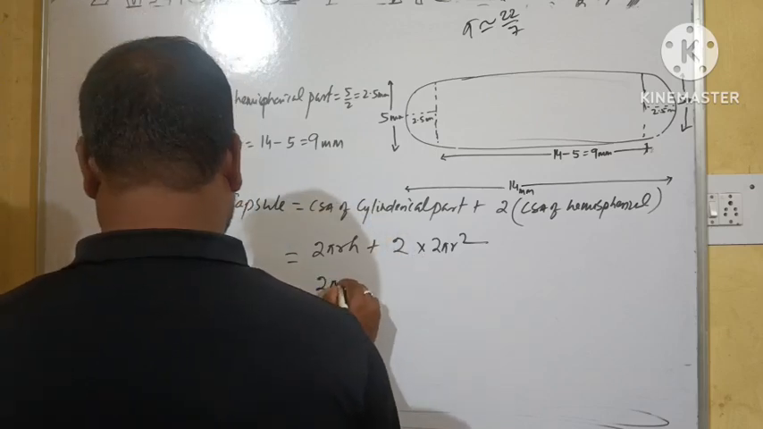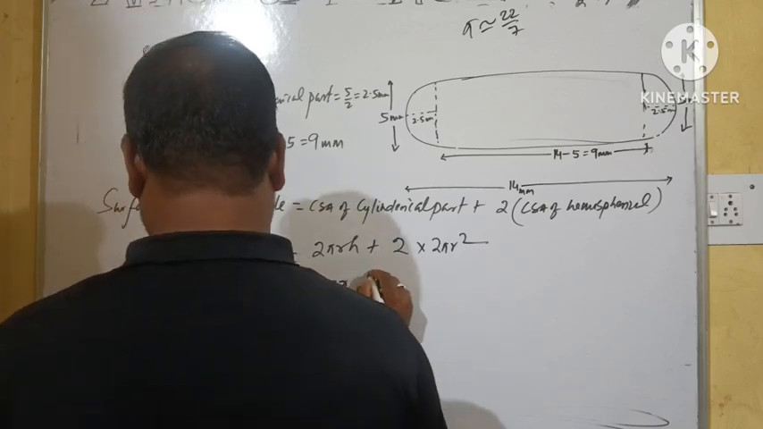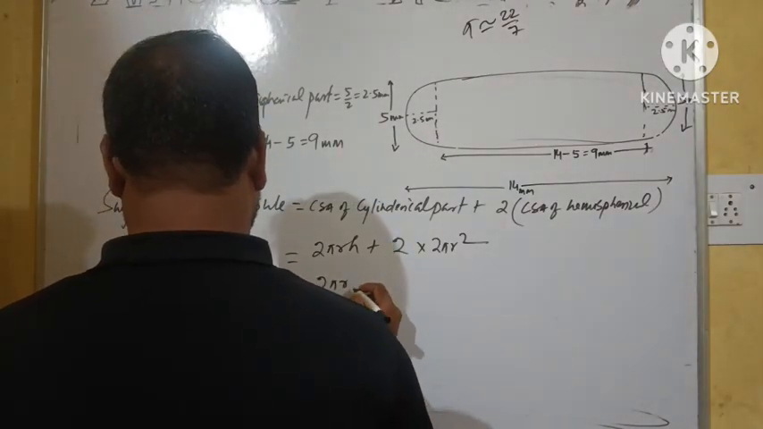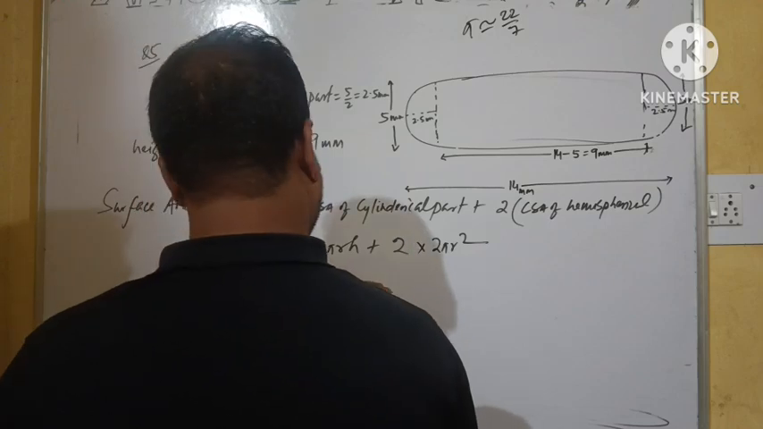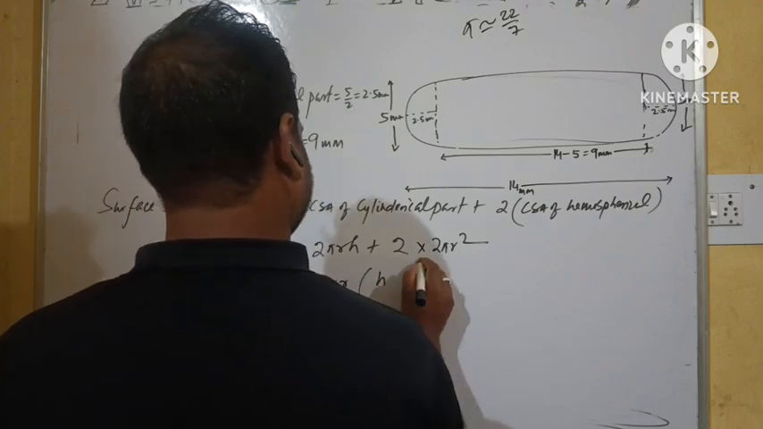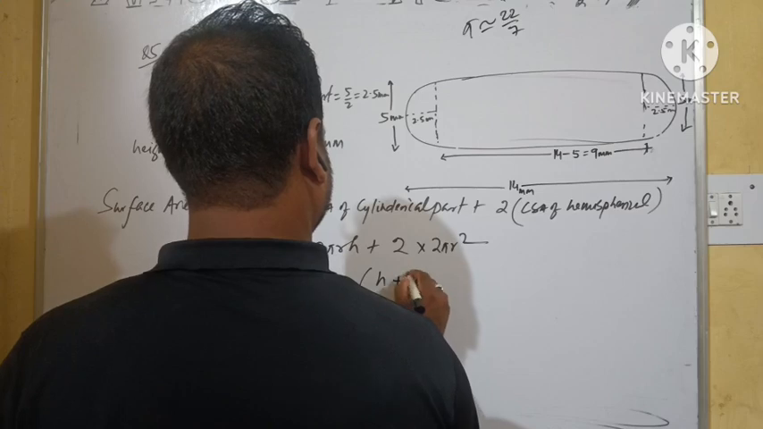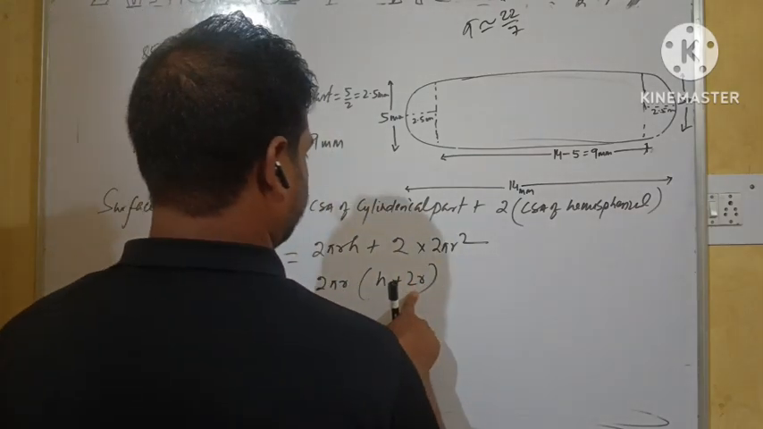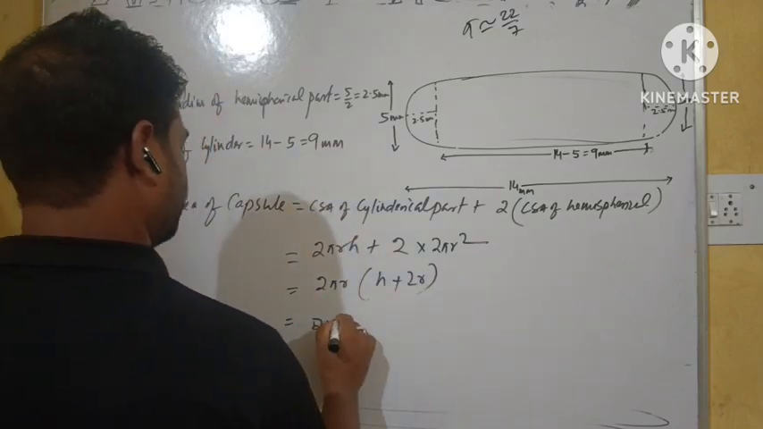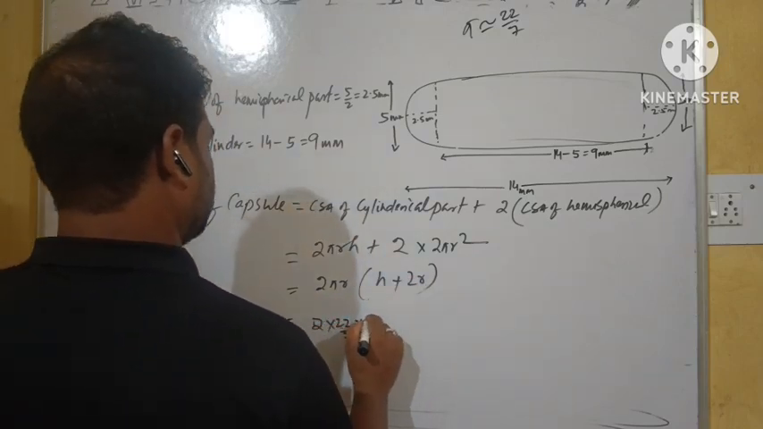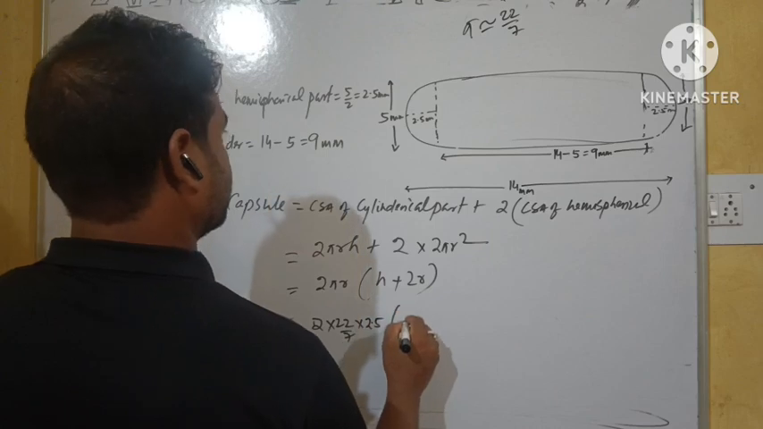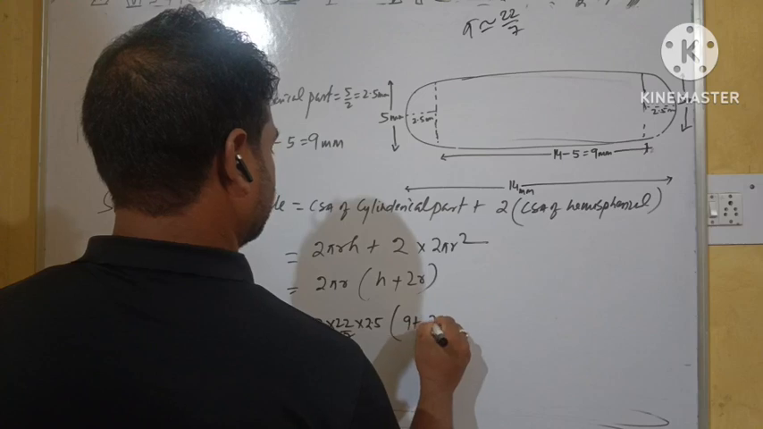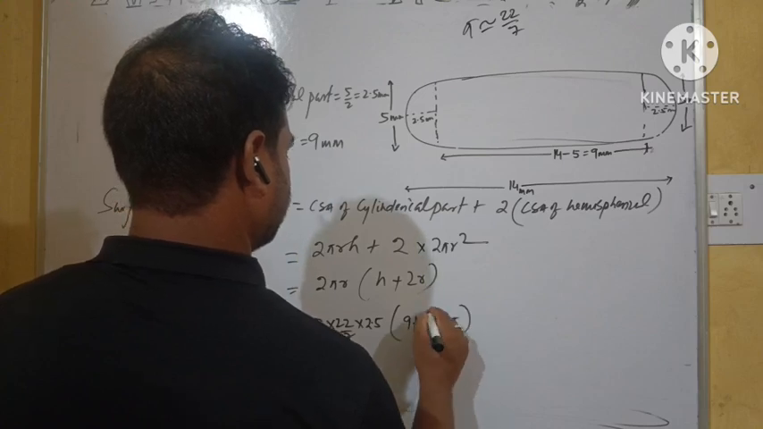Taking 2 pi r common, 2 pi r into (h plus 2r), since 2 pi r times 2r is 4 pi r square. Okay. 2 into 22 by 7 into 2.5 into (the height of the cylinder, which is 9, plus 2 into 2.5).